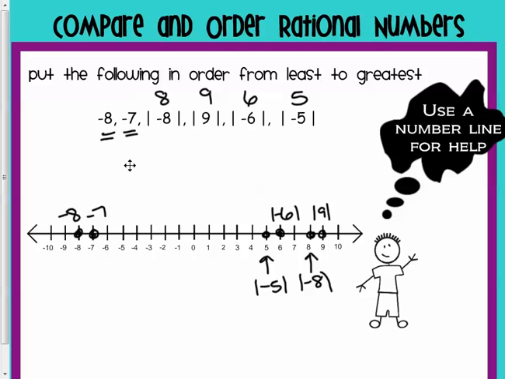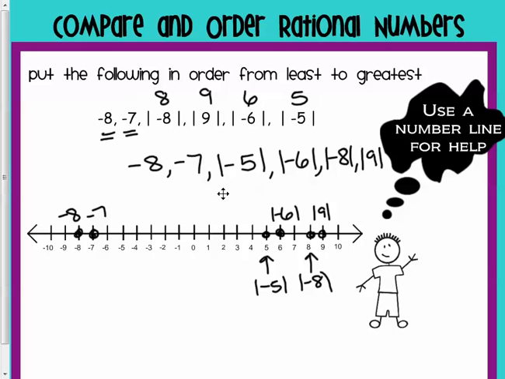So to order these, we do -8, then -7, then the absolute value of -5, then the absolute value of -6, then the absolute value of -8, and finally the absolute value of 9.